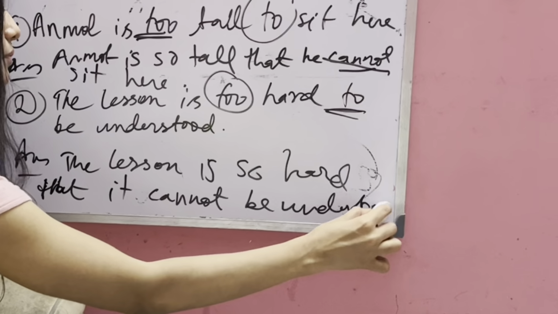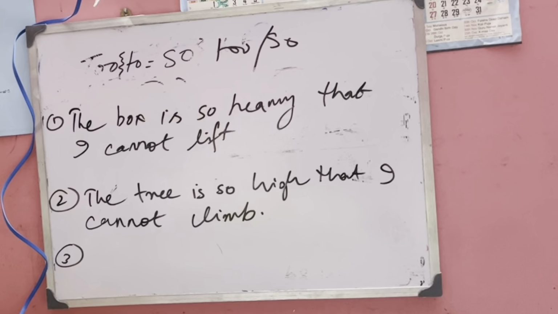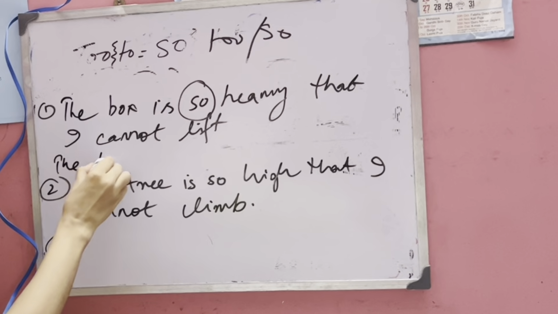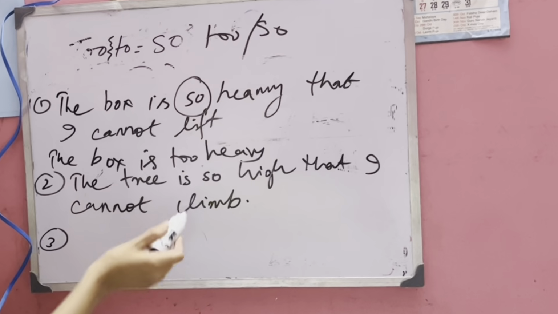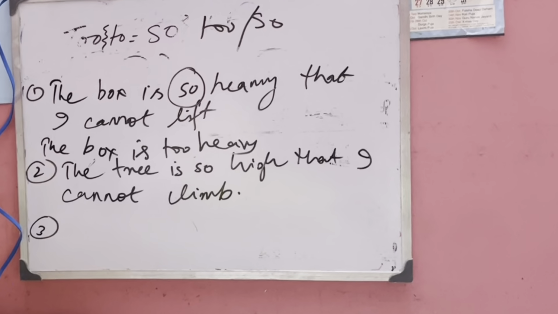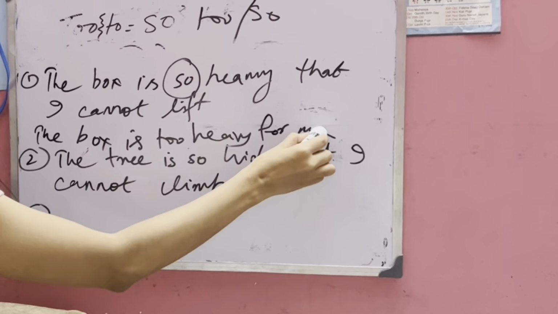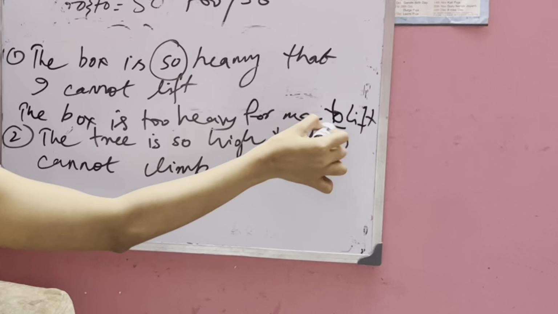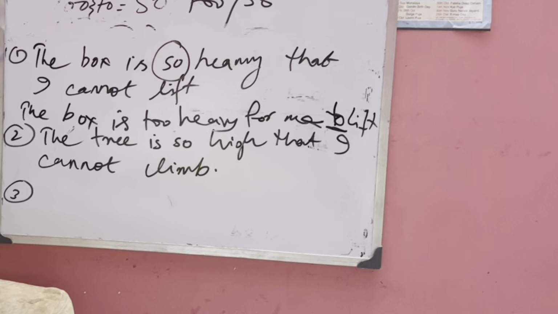Okay, this time let's include to in the sentences. Okay, the box is so heavy that I cannot lift. So instead of this so, what are we going to write? To. The box is too heavy. Now that I cannot lift means it is too heavy for me. It may not be for anyone else, but for me. So the box is too heavy for me to lift. That's it. This too will be included. Okay. The box is too heavy for me to lift.